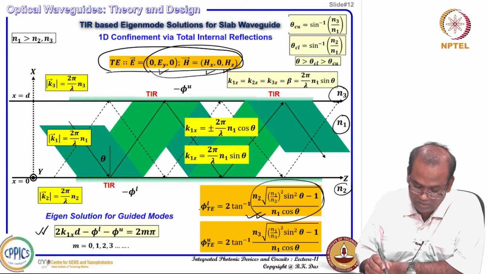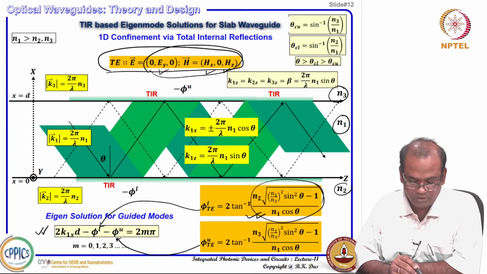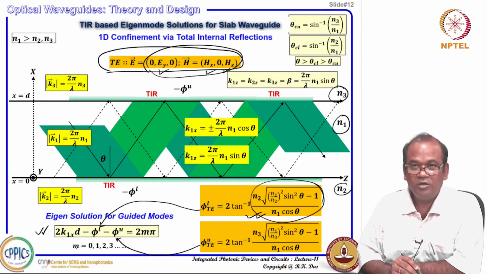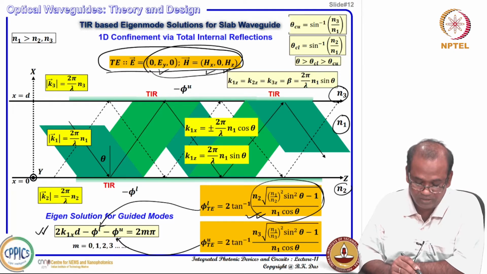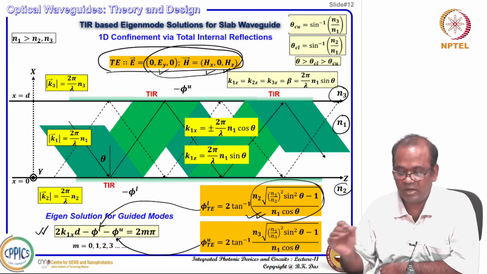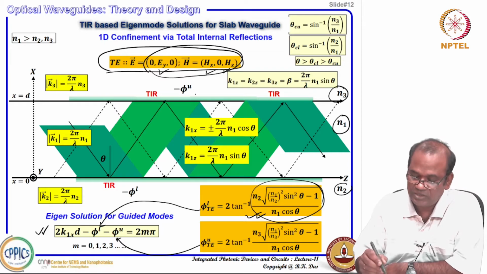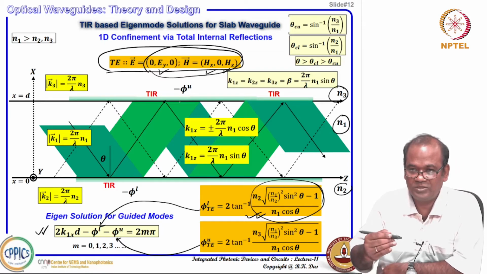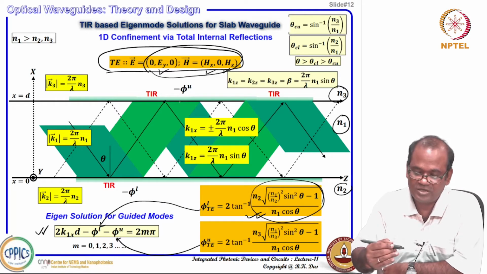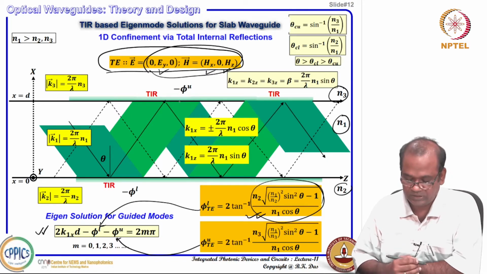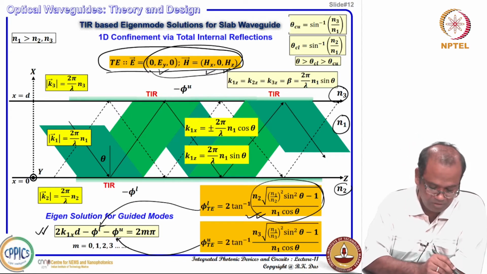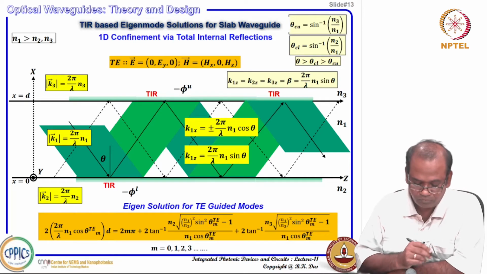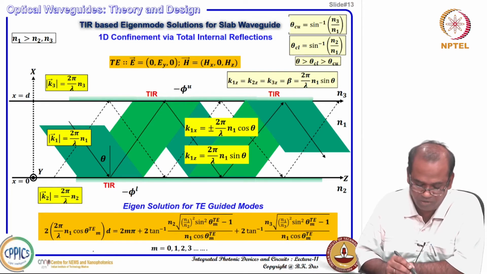So, if I insert this one here and this one here, then whatever solution I get will correspond to TE polarization, because the phase change at the interface, whatever phase change is occurring because of the total internal reflection, has been considered for TE polarization. Okay. So, now after substituting, let us see how it looks.